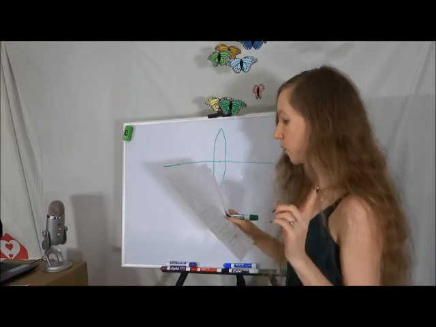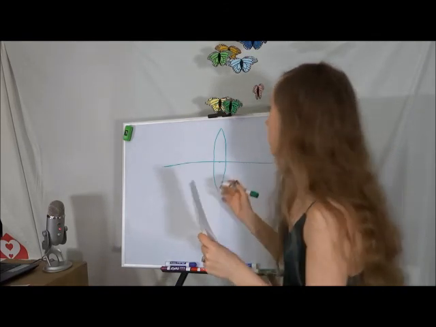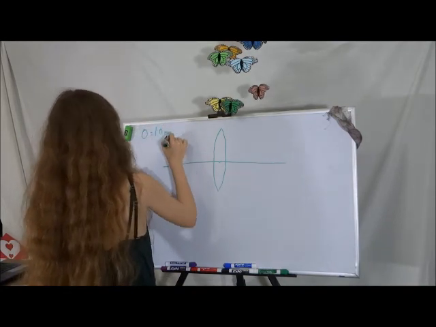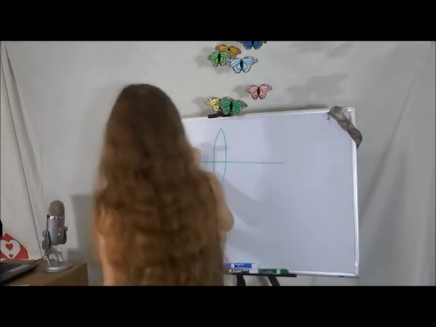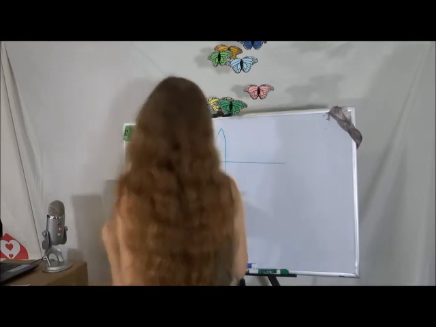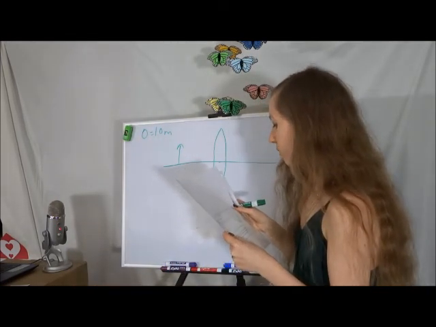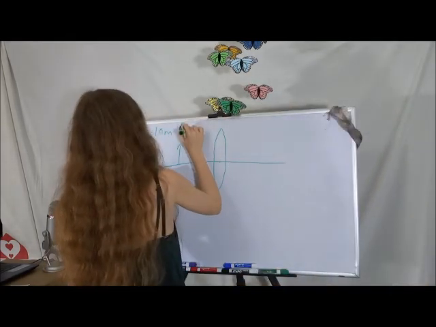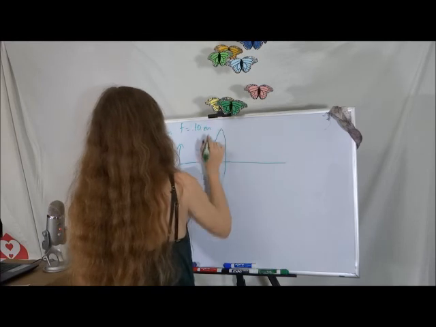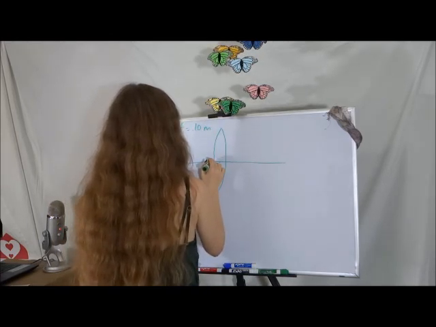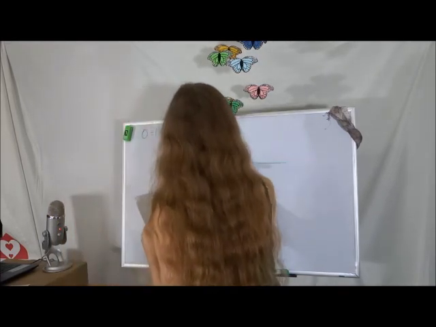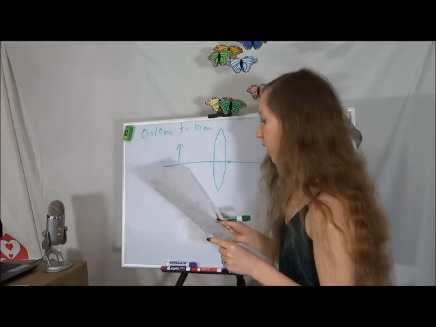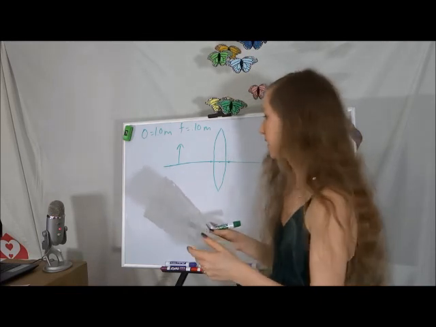Suppose that Cupcake is sitting 1 meter away from a lens, so that tells us our object distance is 1 meter. And so Cupcake is somewhere over here, and that distance is 1 meter, from a lens with a focal length of 0.10 meters. So f equals 0.10 meter. So our focal length is going to be pretty close to our lens on either side. What will the distance of the image produced be?